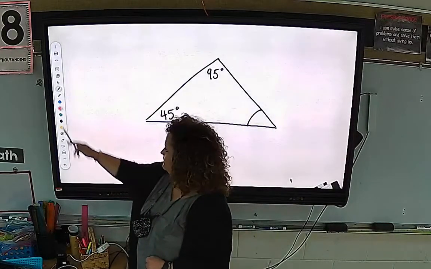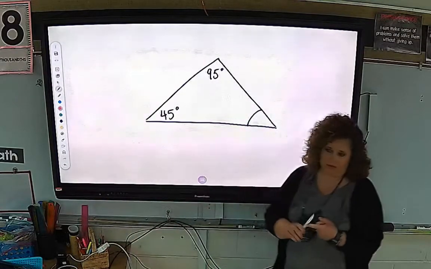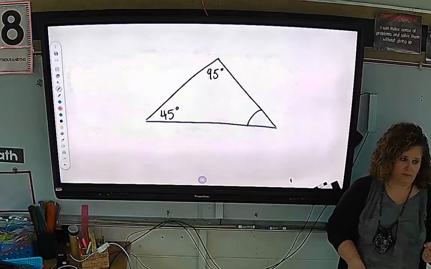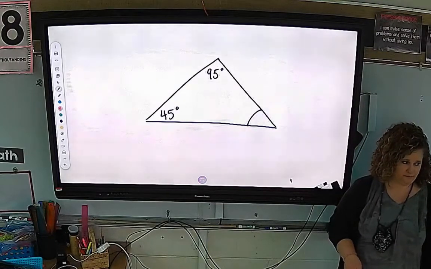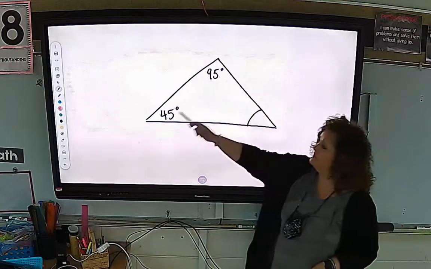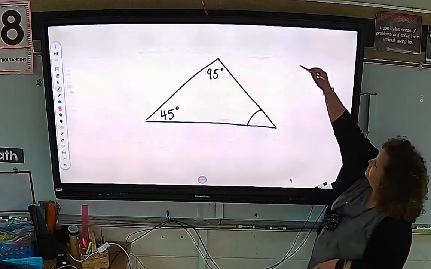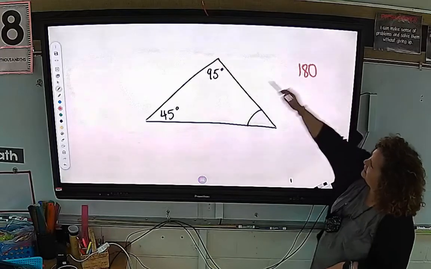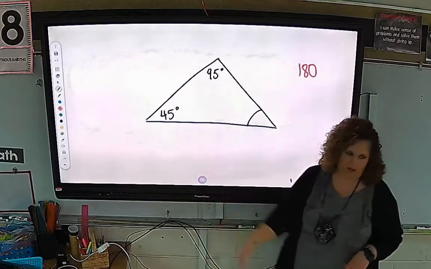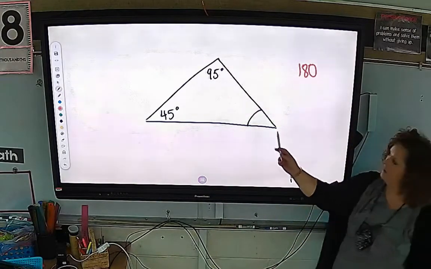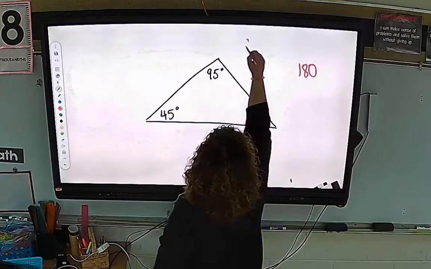It can. So we know this is not going to be obtuse. But what else do we know? This plus this plus this. Always, any triangle equals 180. So if I do 180 minus these two, I'm going to have this one right here. 95 and 45 together.